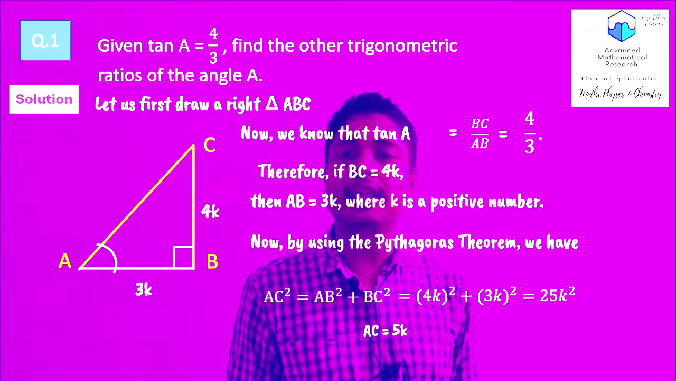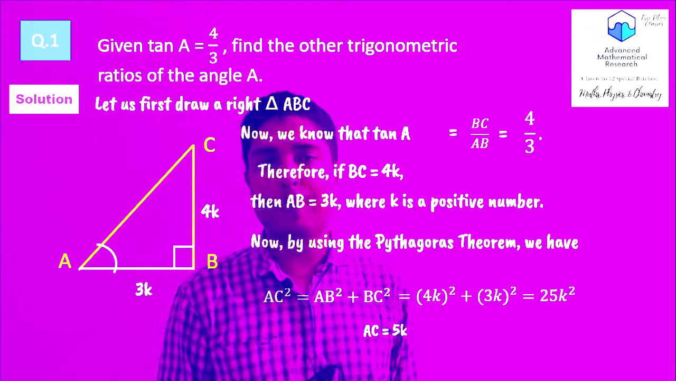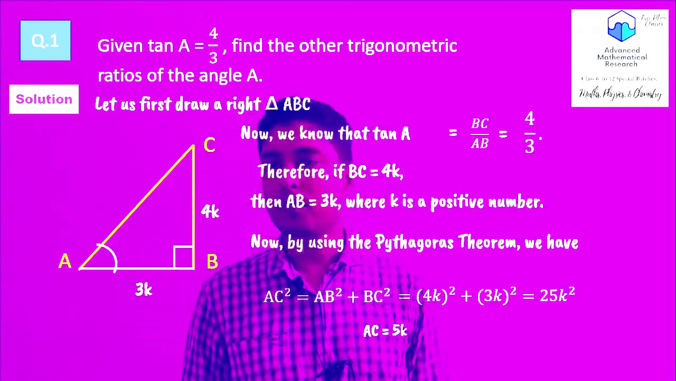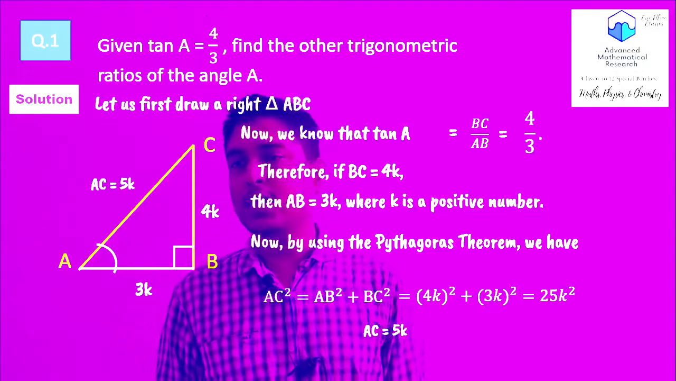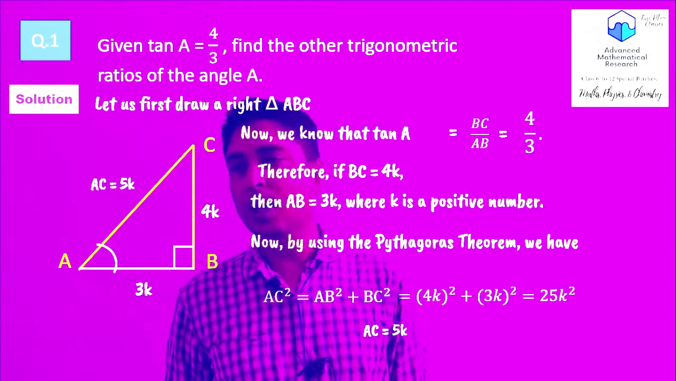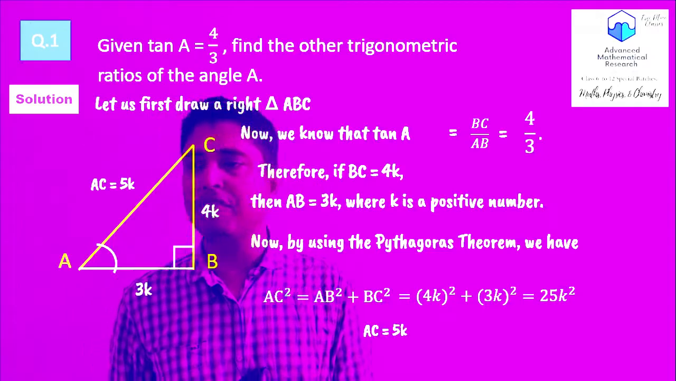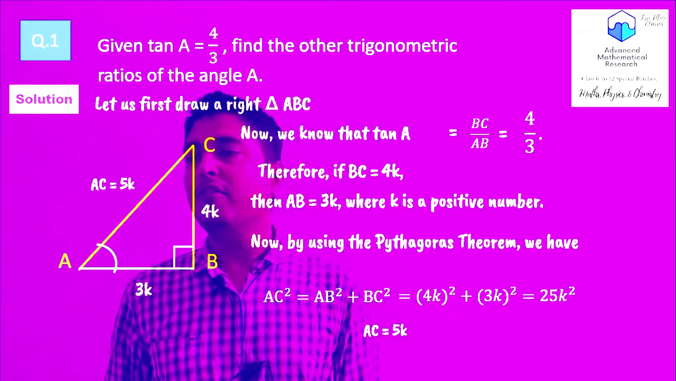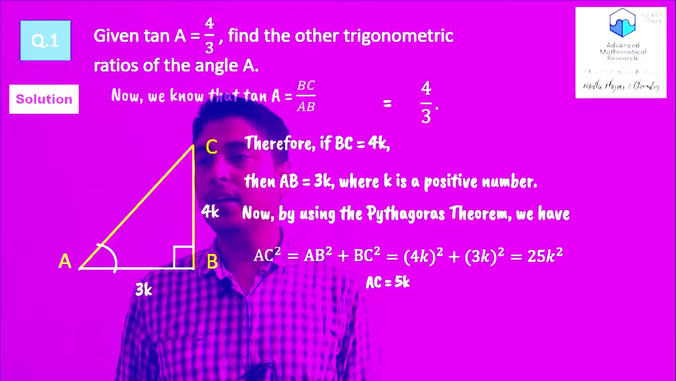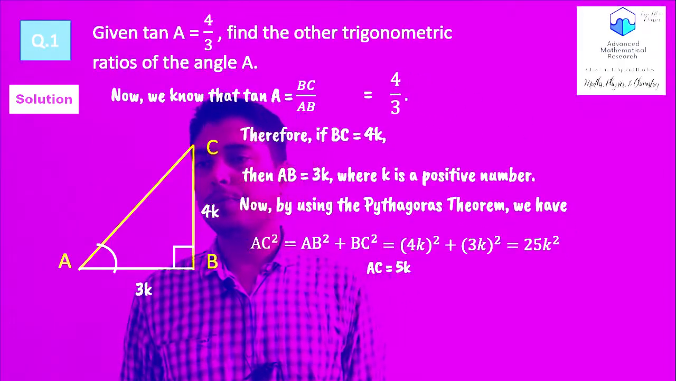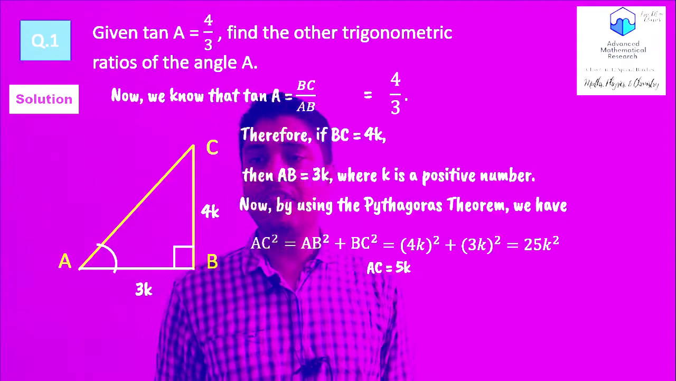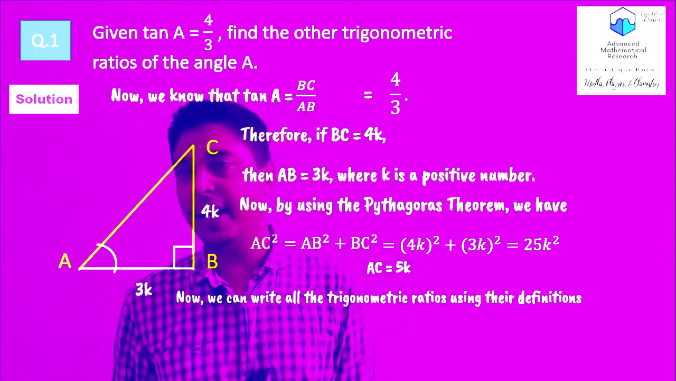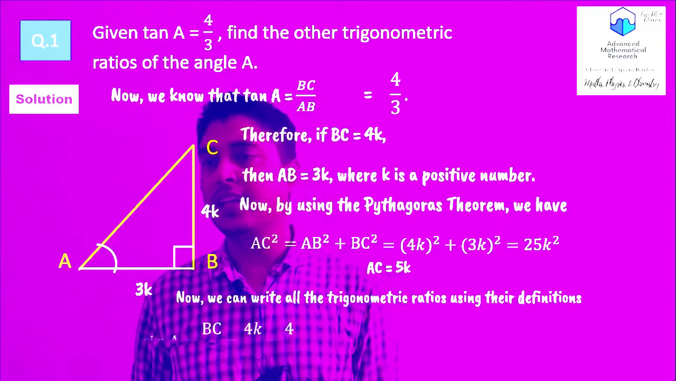We will reject the negative value because the length cannot be negative. Okay, so we got AC. AC must be equal to 5k. Now we have been able to define all the sides in terms of k. Now we can define sine of A, we can define cos of A, we can define tan of A, we can define cot, we can define all the ratios.